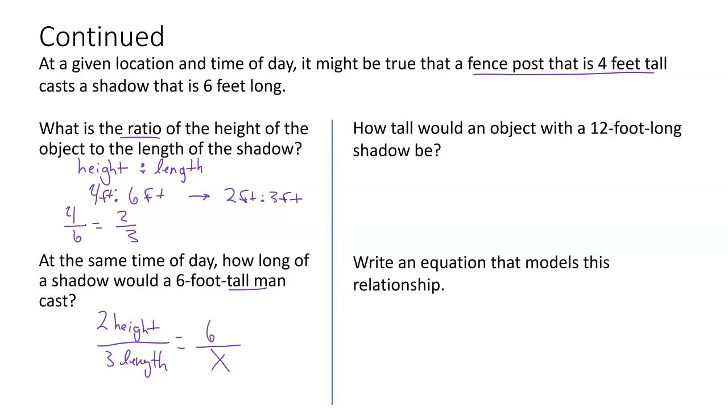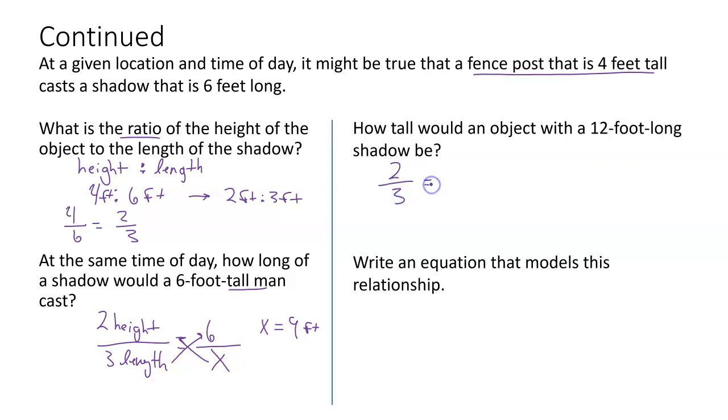So we use our cross multiplication again. Go ahead, tell me, how long is our shadow going to be? 9 feet. 3 times 6, and then divide by 2. Same ratio.